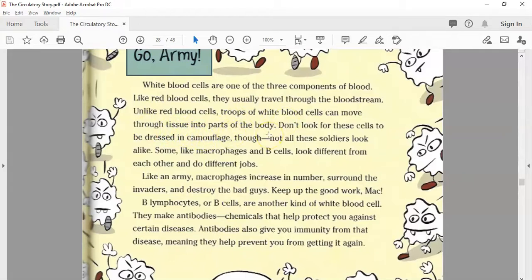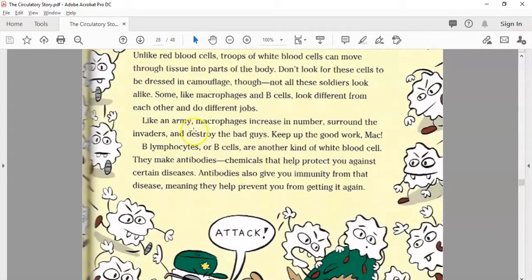Don't look for these cells to be dressed in camouflage, though. Not all these soldiers look alike. Some, like macrophages and B cells, look different from each other and do different jobs. Like an army, macrophages increase in number, surround the invader, and destroy the bad guys. Keep up the good work, Mac.